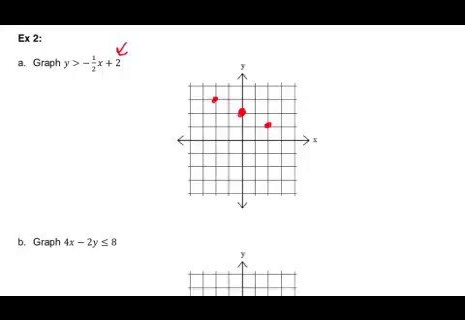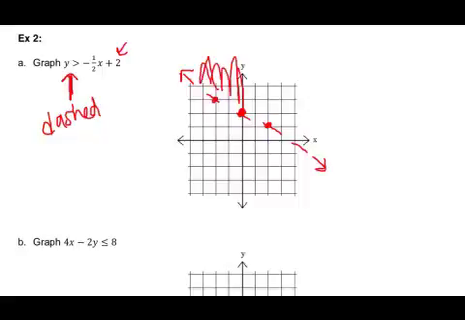Now this is where we need to look at our inequality sign. Notice it is greater than, so therefore it is going to be a dashed line. So we're going to draw a dashed line through these points. And then the other thing we need to do is to shade. Again, put your pen on your graph. It is greater than, so we are going to shade above.